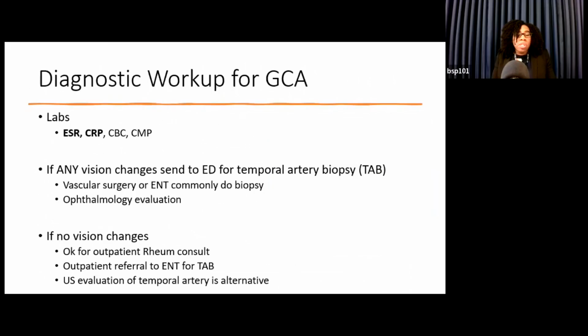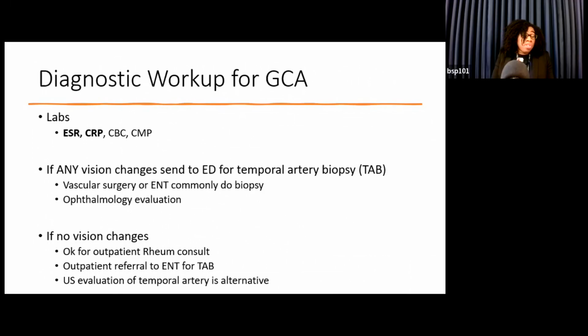So how do we diagnose GCA? As I'm sure you know, inflammatory markers are very helpful, as well as a basic CBC and CMP. And what I really want to stress is that if a patient has any of the vision changes that we discussed, diplopia, amaurosis fugax, or vision loss, they should go to the ED immediately for evaluation for the temporal artery biopsy, if they have other findings, as well as ophthalmology evaluation. As you guys know, there are a lot of reasons to have vision loss, diabetic retinopathy, hypertensive emergency, but in this population, it's very important that we investigate this sooner rather than later to have any chance for potential visual recovery.